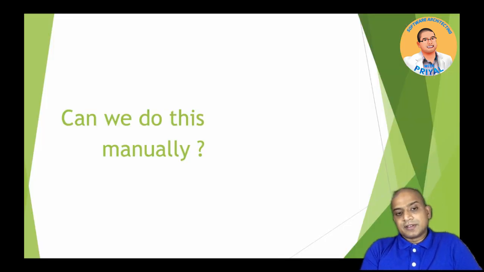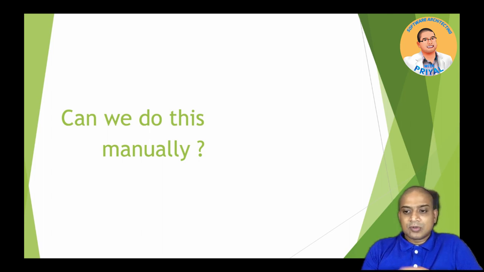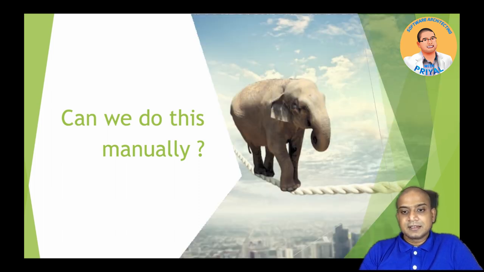And the next big question, can we do this manually? Most of the QA processing, even though it is an automated QA process, people do execute these things manually. Can we do the chaos engineering testing manually? The answer is no. It is almost an impossible task. That's the metaphor that I have taken here.